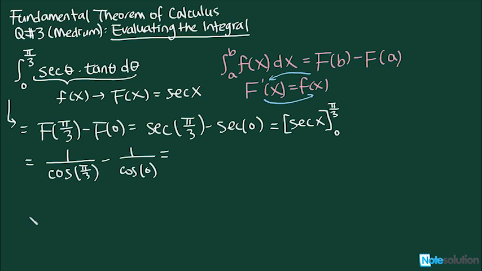Using the special angles and the unit circle, say this is x and this is y, cosine 0 means the x-coordinate, and cosine 0 is equal to 1.